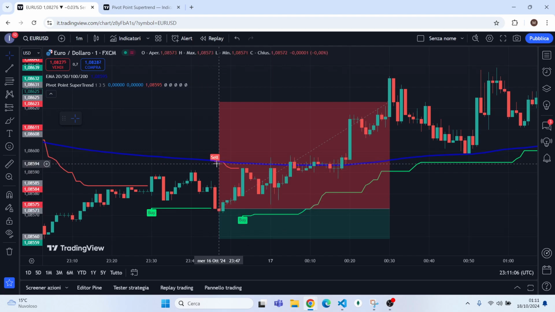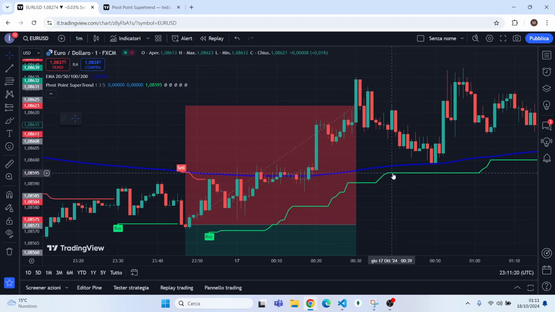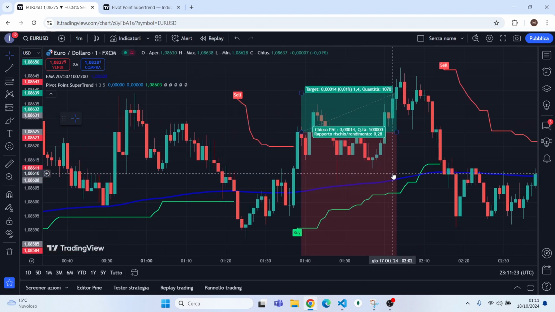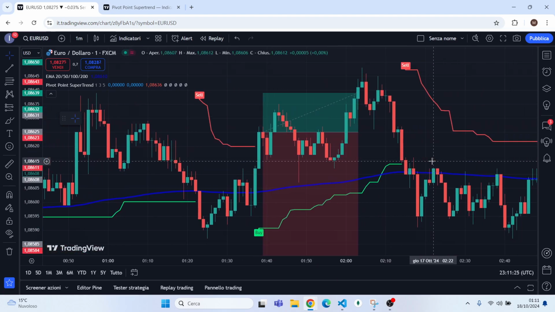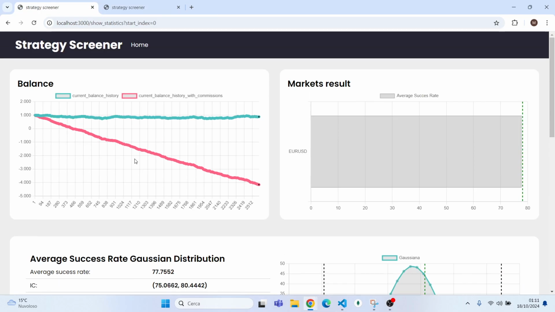As you can see, sell signal, we are below EMA 200. You can open a short position, and as you can see, it was a fail, a really big fail, because the risk to reward ratio is 0.28. So this fail is quite big. But now let's see how it performs over a period of data. As you can see, it doesn't perform very well.